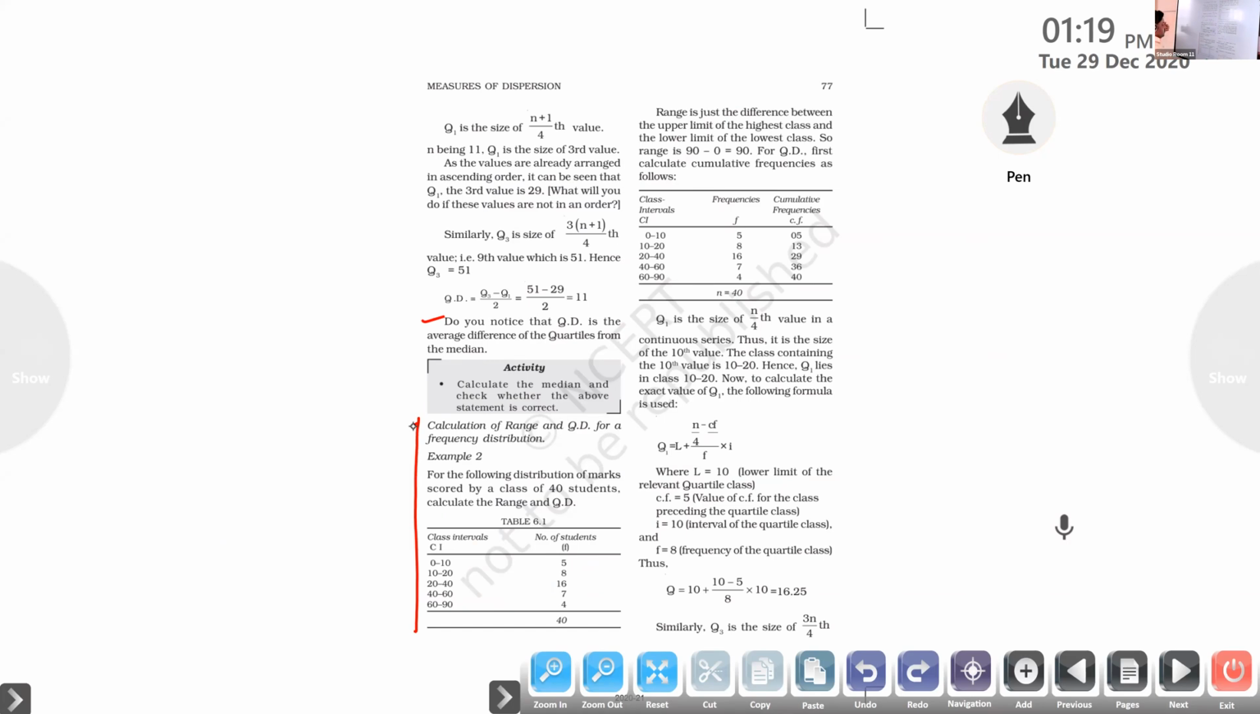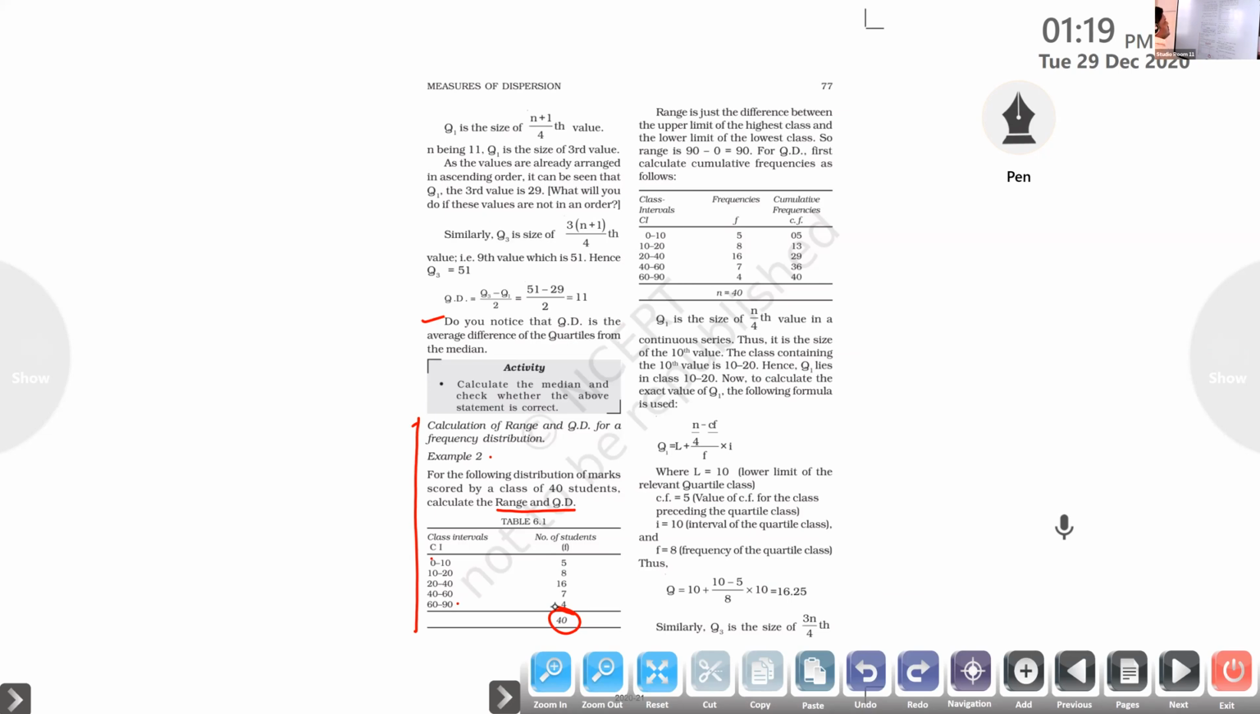So you can see example 2 in your textbook. For the following distribution of marks scored by a class of 40 students, calculate the range and the QD. The class intervals are 0 to 90; 0 is the smallest one and 90 is the highest one. Number of students, that is the frequency, 5, 8, 16, 7, 4. All together 40. So N is 40. Clear?